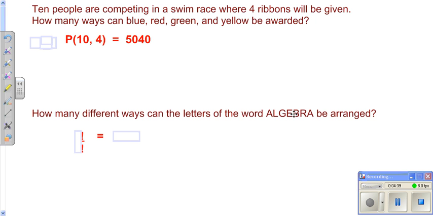How many different ways can algebra be arranged? Well, since we have some letters being repeated, it's permutation with repeated elements. You have a total of 7 letters. In this case, it's only A being repeated, and it's repeated twice, so it's 7 factorial over 2 factorial, or 2,520.